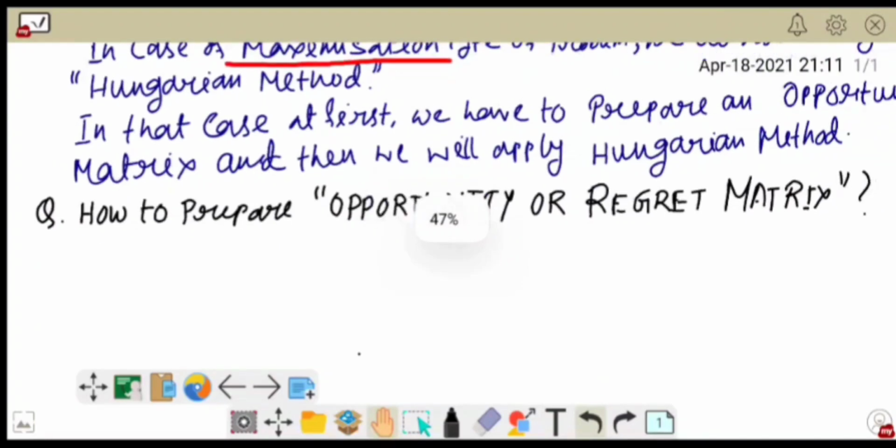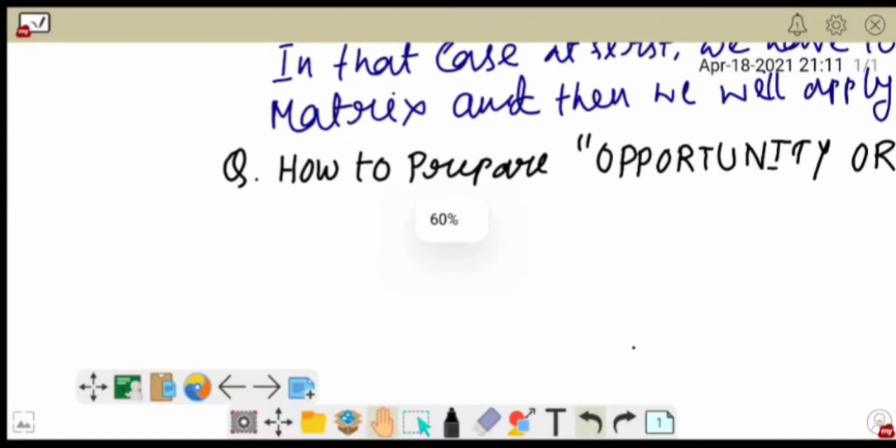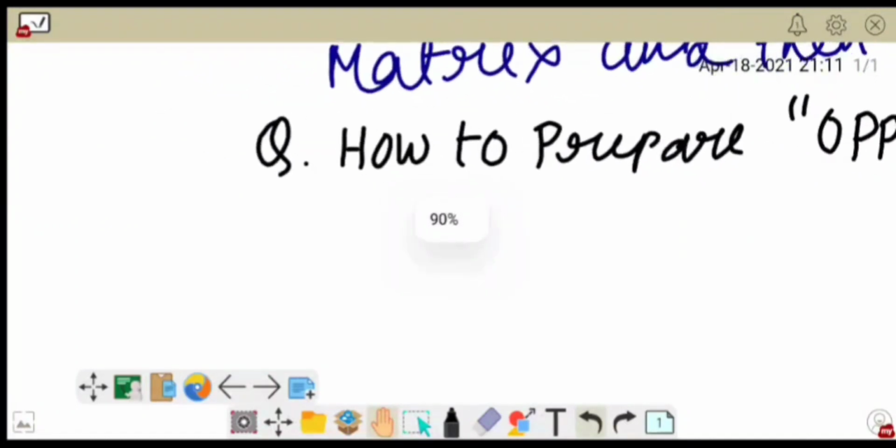So how to prepare the opportunity or regret matrix? In that case, write down the answer before. I'll not explain the answer properly now, but write it down now, because in the next video or after one or more videos, I will explain the opportunity matrix through that definition.